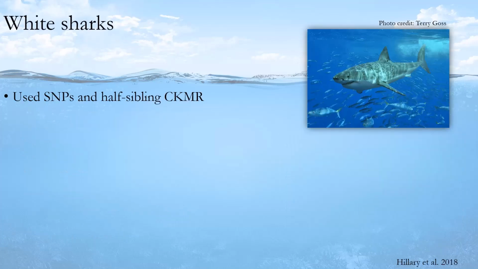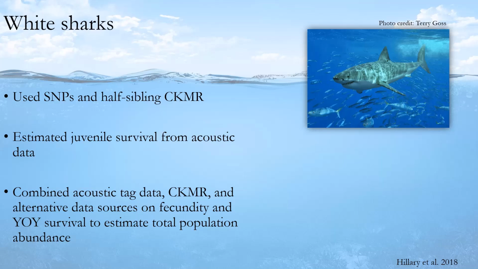So in 2018, Richard Hillary and colleagues used genome-wide SNPs and half-sibling CKMR to estimate abundance and mortality of white sharks around New Zealand and Australia. They also estimated juvenile survival using acoustic data. And then they combined their data from the acoustic tags with their CKMR model and alternative data sources on fecundity and young of year survival to estimate total population abundance.